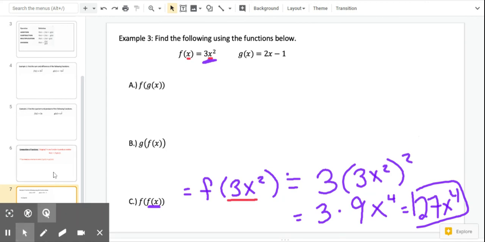And that, I believe, is it for this section. So just sort of a little intro to power functions and operations. So adding, subtracting, multiplying, dividing, and then a quick intro to composition of functions.